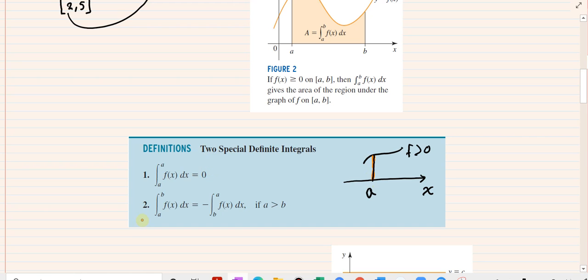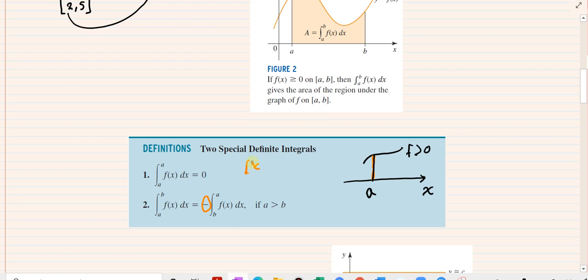And the second property reads the integral from a to b of f of x dx is the same as the negative of the integral going from b to a. So here what happens is that we switch what we call the limits of integration. We can switch the limits of integration, as long as we offset it by a negative in front of the integral symbol.